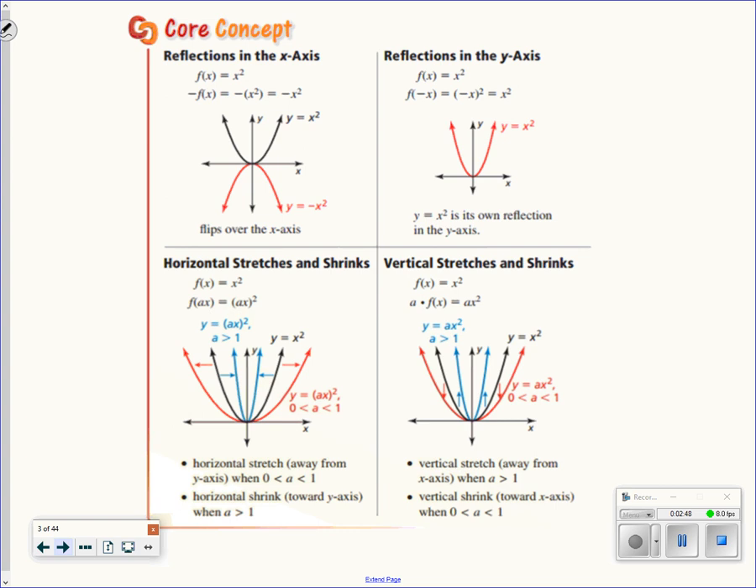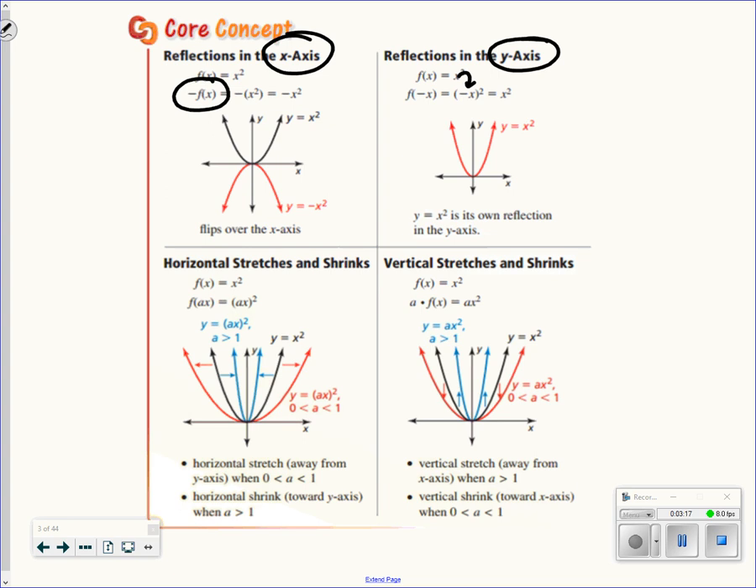Next, what happens if I want to do a reflection? If you take the entire function and multiply it by a negative, that is a reflection on the x-axis. If you replace the x with a negative x, that is a reflection on the y-axis. So again, it depends whether you're going to do it to the entire function or just replace x. Okay, so those are reflections.